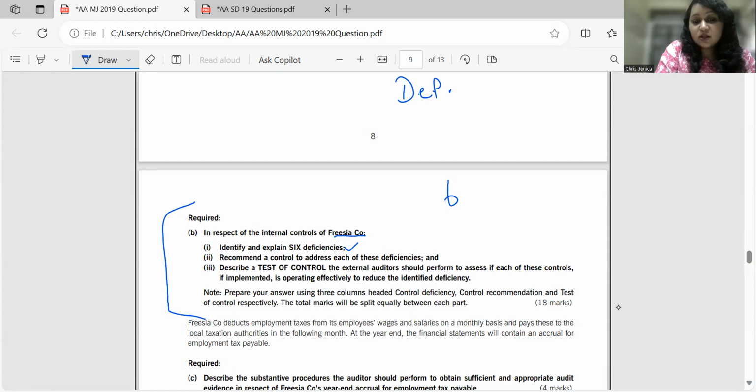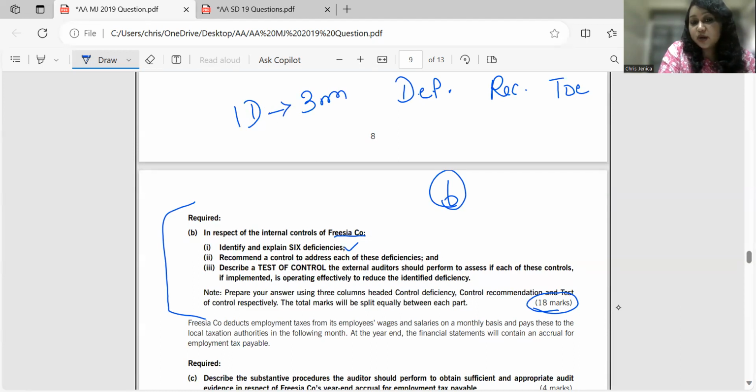Okay. Then you have to give a recommendation and then you will have to do a test of control. You're going to give 6 deficiencies. What is the mark given here? 18 marks. And they have already told you to mention 6 deficiencies, which means for one deficiency that you identify, you will be getting 3 marks, right?